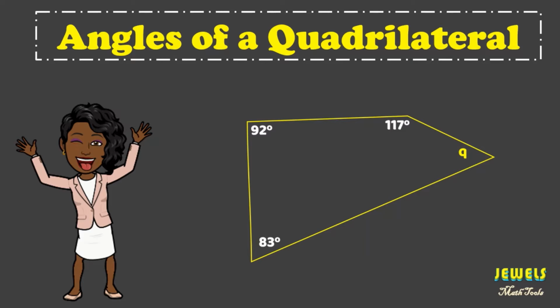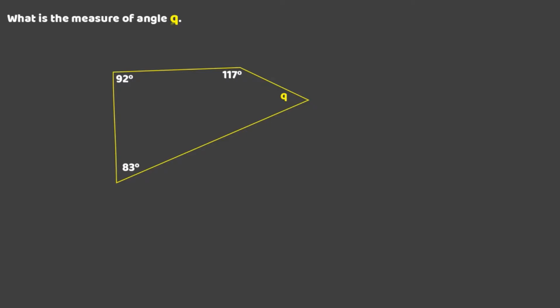In today's session, we will be calculating the angles of a quadrilateral. Before you begin, it's important to remember that the sum of the angles of a quadrilateral is equal to 360 degrees. That means that your angle 92 degrees plus 117 degrees plus 83 degrees plus your angle Q should all equal 360 degrees. Now to find the measure of my missing angle Q, I'm going to sum the angles that are given to me, which means I'm going to add 92 degrees, 117 degrees, and 83 degrees together to find out the sum of these angles.